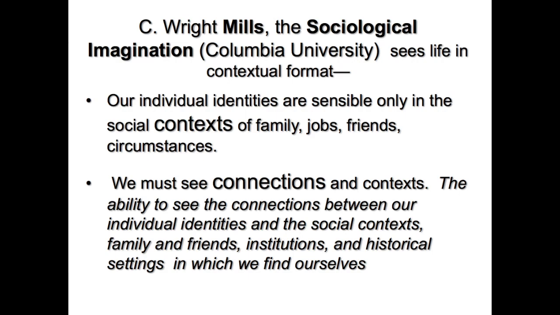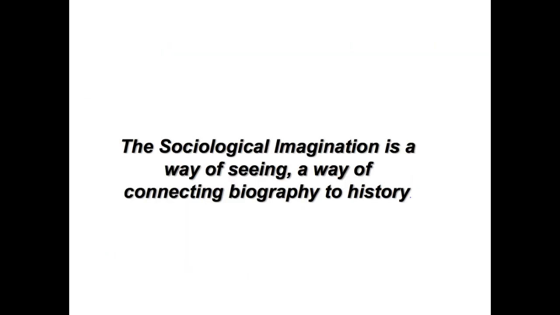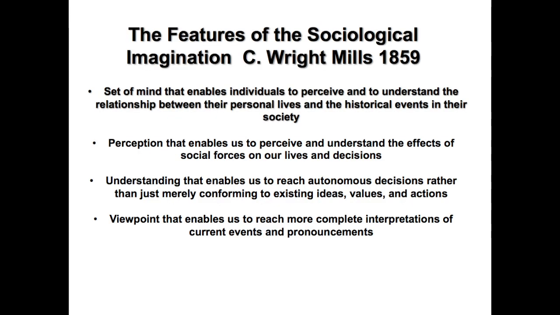The sociological imagination that Mills taught us is that we had to see connections and context. When we see the connections between our individual identities and the social context, we will find out more about how we live and what kind of people we are. Sociological imagination, says Mills, is a way of seeing and connecting biography to history. Here are the features of sociological imagination as taught by Mills.